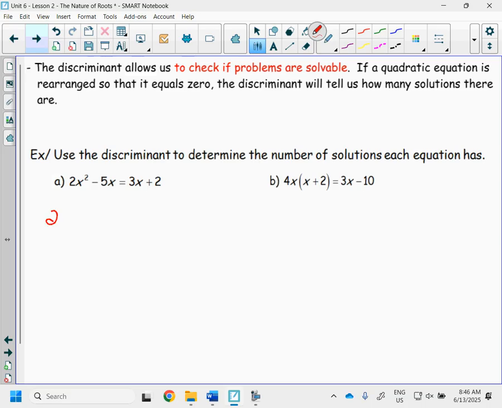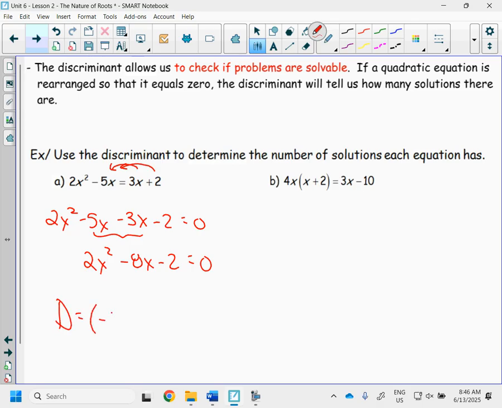Standard form means my squared term wants to go first. My x term wants to go second. But I need to bring these over here so it equals 0 and is in the right order. We're going to collect our like terms. So -5 and -3 makes -8. And now I'm ready to see if this is solvable. Today, I don't care what the solutions are. I just care, is there solutions?